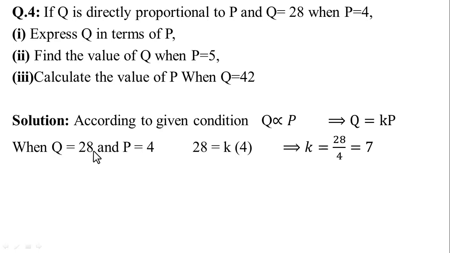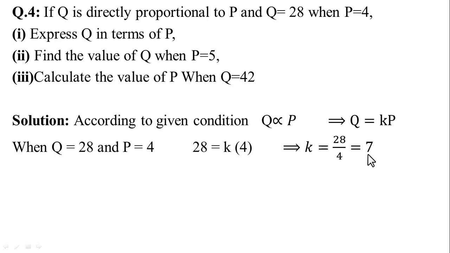When Q is equal to 28 and P is equal to 4, put in the given relation Q is equal to kP: the value of Q is 28, equal to k into the value of P, which is 4. 4 is divided on the other side. This implies that k is equal to 28 divided by 4. Dividing 28 by 4 is equal to 7. So the value of the constant is 7.